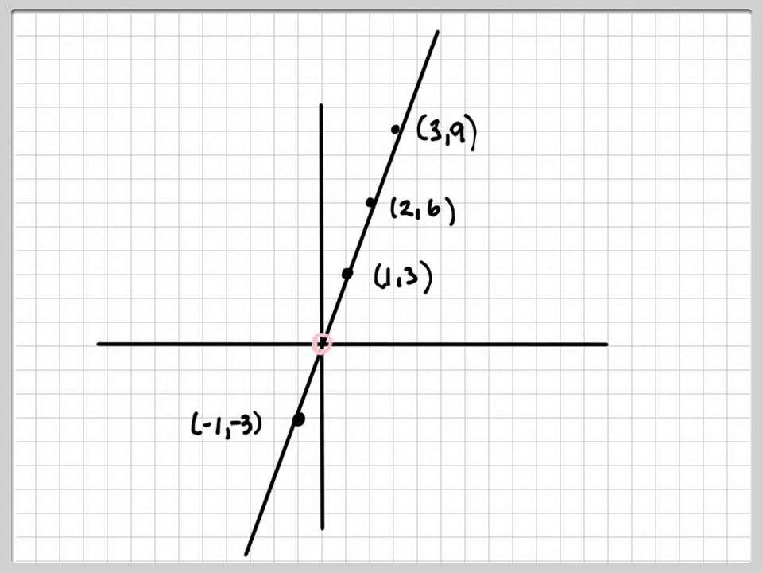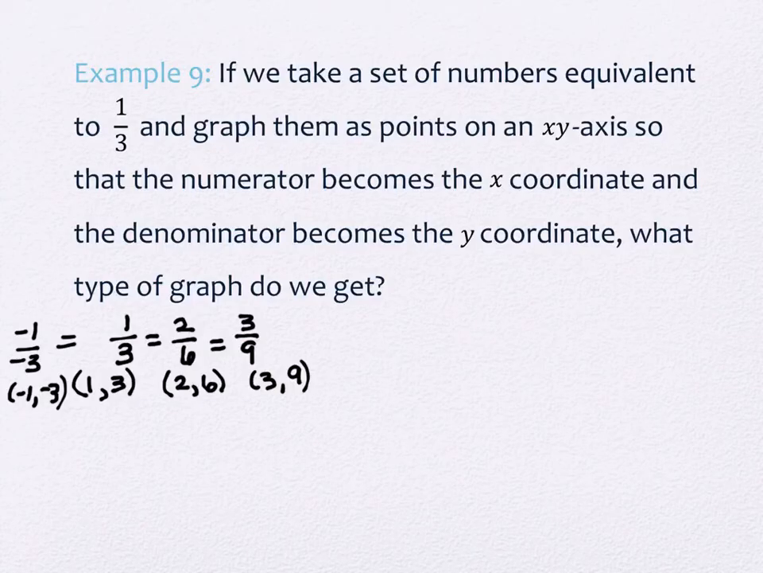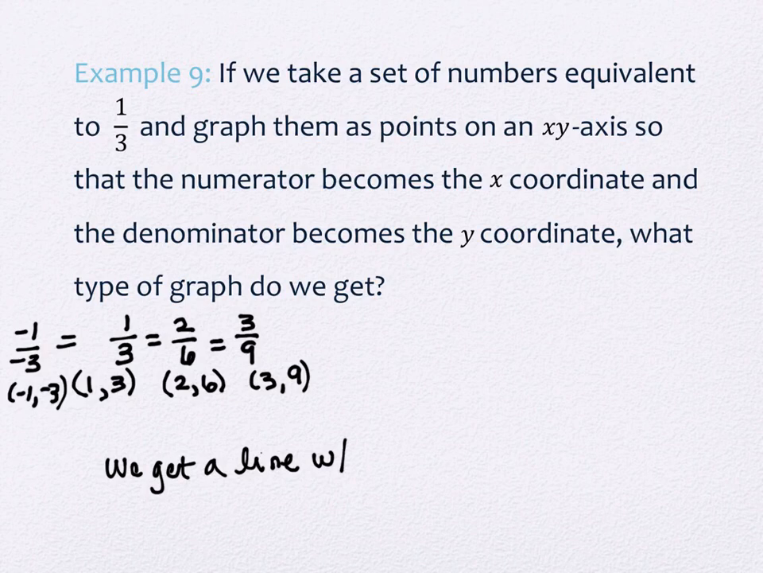0, 0 happens to fall on this line, doesn't it? It actually does. But it definitely, 0 over 0 does not equal 1 over 3. I'm sure somewhere along the way somebody told you can't divide by 0, dividing by 0 is undefined, things like that. But it does fall on this line. So over here when it asks you what type of graph do we get, a line. It has a slope of 3.